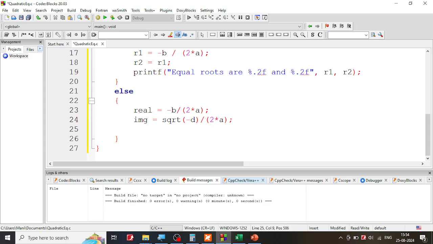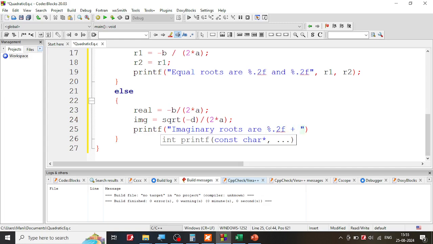Okay. So let me write the printf statement. I'm going to say printf, and what is that? I'm going to say imaginary roots are, okay, the first one I'm going to represent. So how do you represent the first one? Imaginary roots are percentage point 2f plus, you know what this point 2f is?